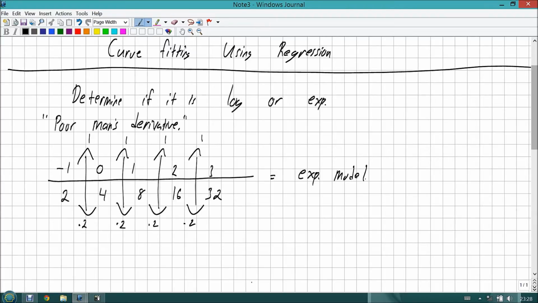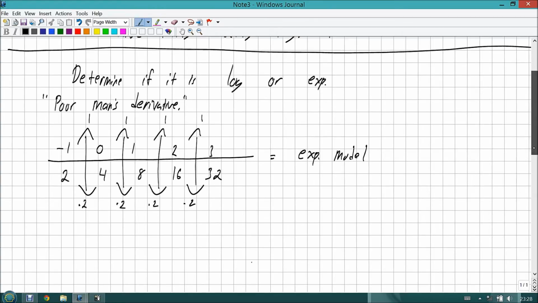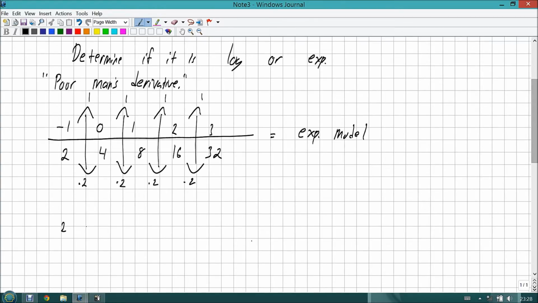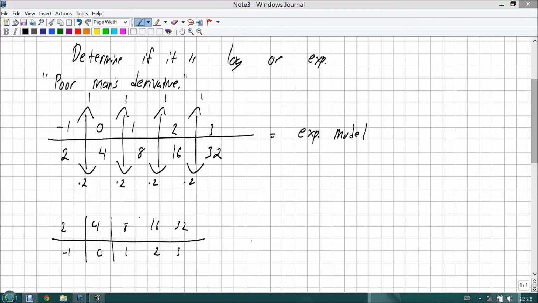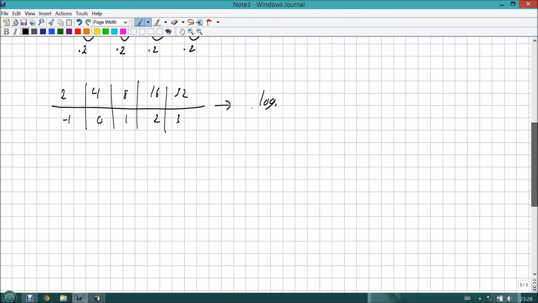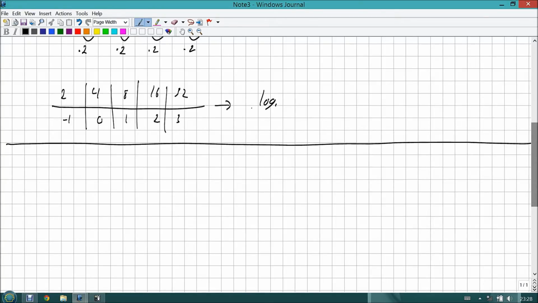If I saw it reversed, in other words, I had inputs of 2, 4, 8, 16, and 32, and my outputs were -1, 0, 1, 2, and 3, this pattern would be logarithmic. Now, to do these by hand requires more work than I'm willing to put you through, but to do them using a calculator is actually pretty easy.